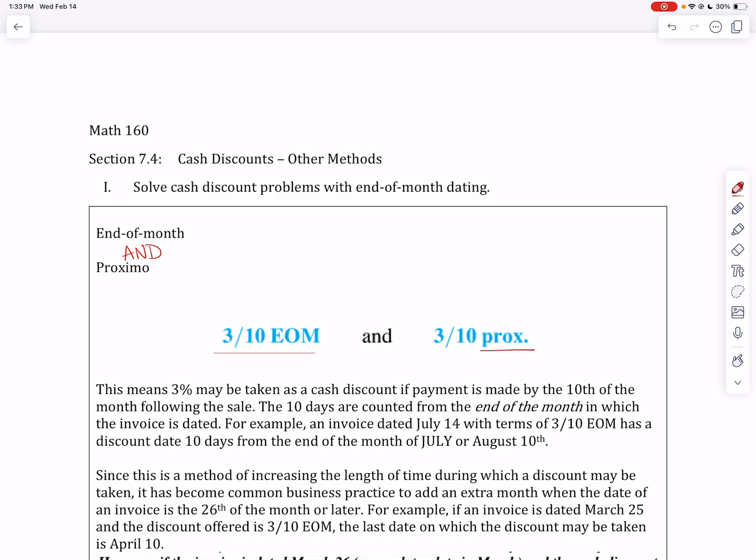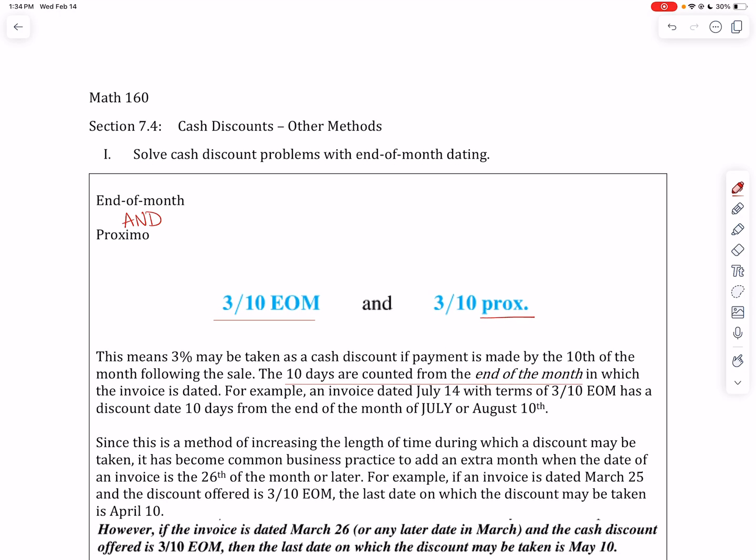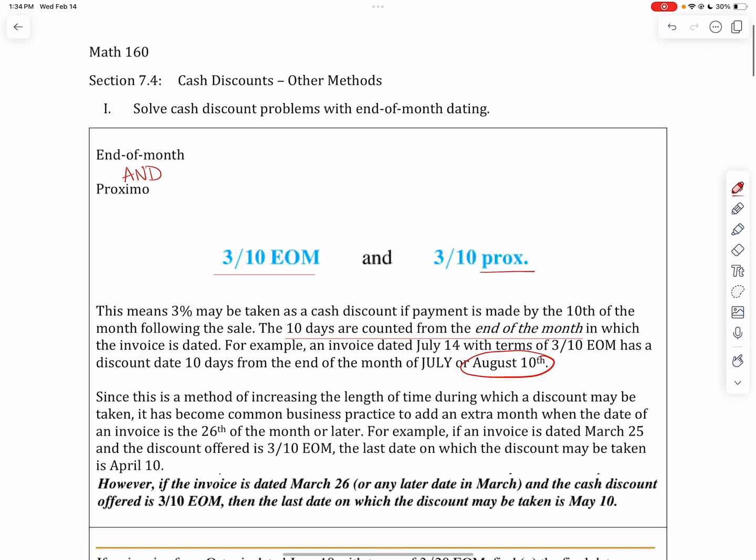And basically what that says is that you can take a 3% cash discount if payment is made by the 10th of the month following the sale. So those 10 days are counted from the end of the month. If an invoice is dated July 14th, you would have 10 days after the end of the month of July. So your date would be August 10th.